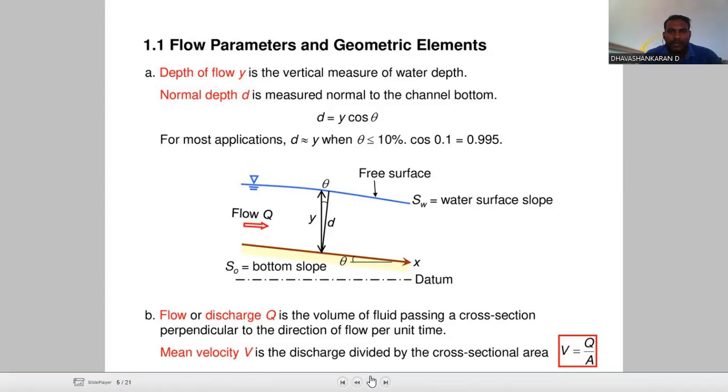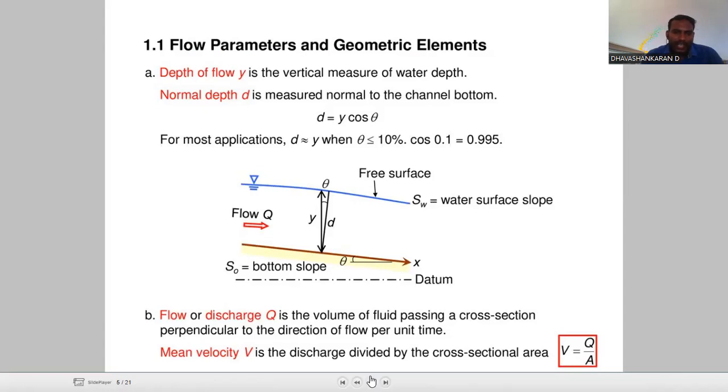The theta value should be less than or equal to 10 degrees. There should not be much deviation in the bottom slope. When the bottom slope exceeds this, the water cannot flow freely. At that time, an external pumping station or something similar must be provided to the water. It's not possible in an open channel. When it is a pipe flow, we can provide a pumping station. In an open channel, it is not taken into account.